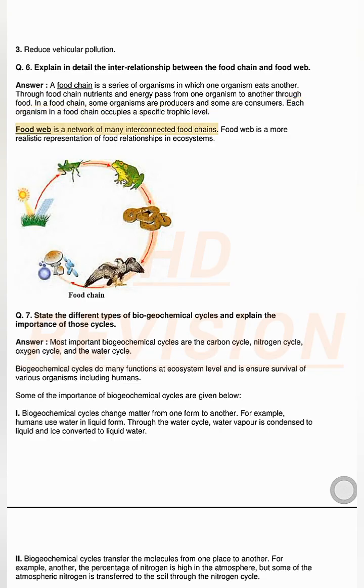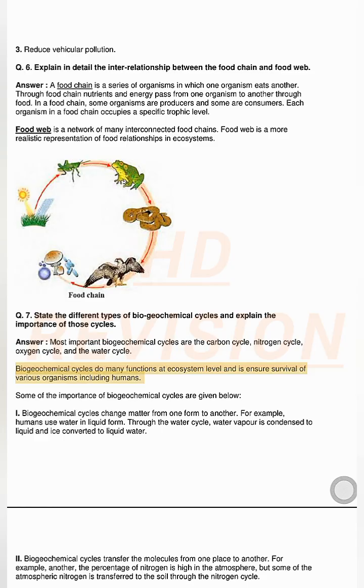Food web is a network of many interconnected food chains. Food web is a more realistic representation of food relationships in ecosystems. Q7. State the different types of biogeochemical cycles and explain the importance of those cycles. Answer. Most important biogeochemical cycles are the carbon cycle, nitrogen cycle, oxygen cycle, and the water cycle.